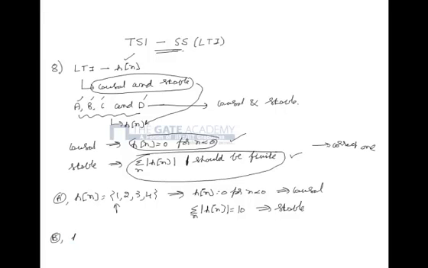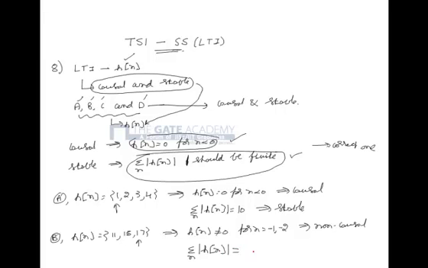Similarly, as per option B, h of n is equal to 11, 15, 17. This corresponds to n equal to 0. Here we see that h of n is not equal to 0 for n equal to minus 1 and minus 2. That implies it is non-causal. And also we see that sigma n mod of h of n is equal to 11 plus 15 plus 17, which can be written as 43. So that implies the system is stable.